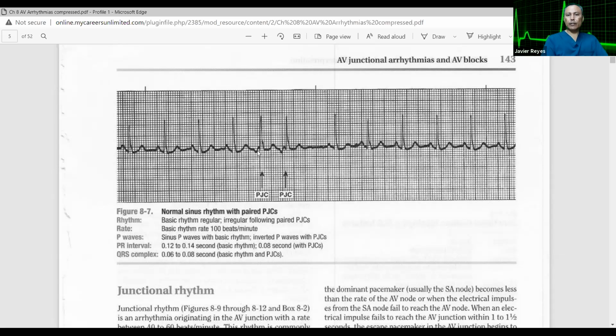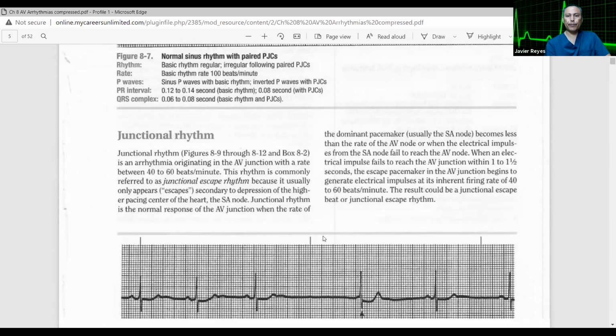So right now, what is this telling you? What would you think right here? What is the heart telling you? The SA node is firing, and then the AV node is firing. If you see more PJCs more often, it's telling you that the AV node is trying to take over. So they're going to occur more often because the AV node is trying to take over.